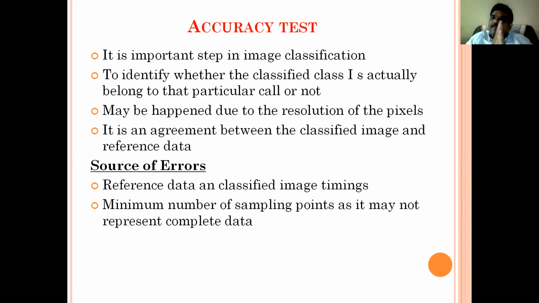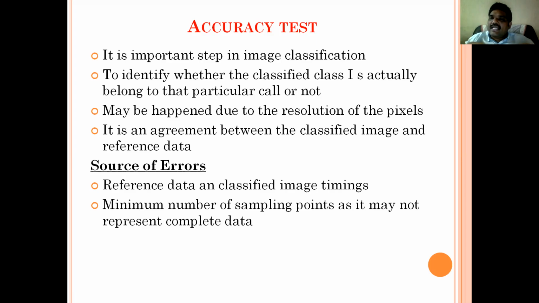Because of the minimum number of sampling points, there might be an occurrence of errors. For suppose in the area there are 5 classes, but you have considered only 4 classes. Those 4 classes only come on the image. That 5th class you have not considered. The 5th class is not mentioned in the classified image. That means the image is inaccurate. That means the accuracy is very low because the 5th class is not covered by you.